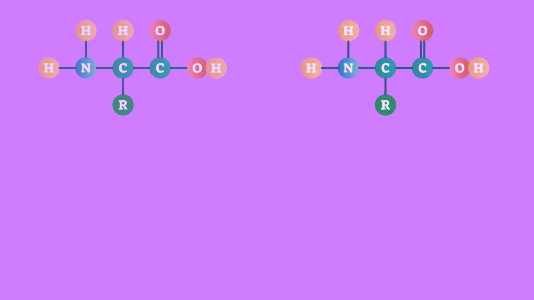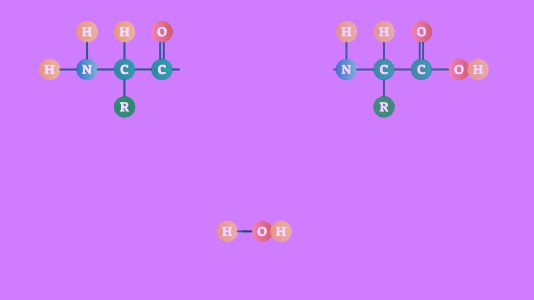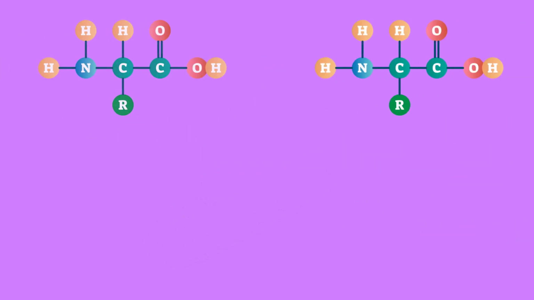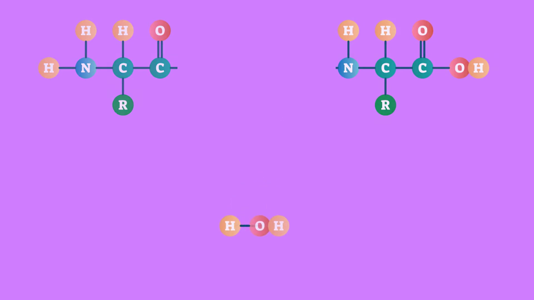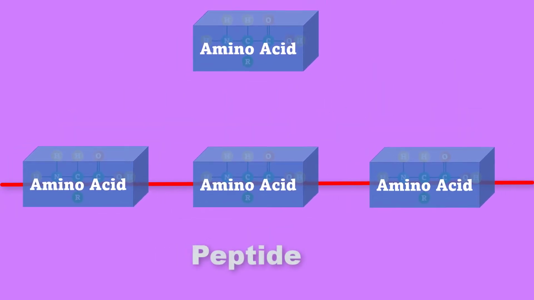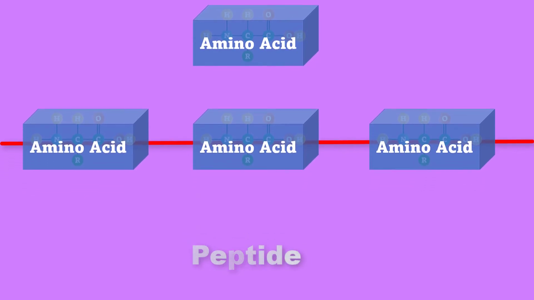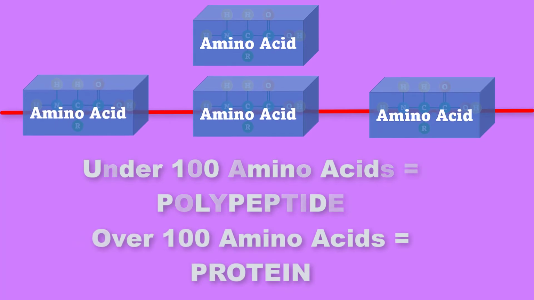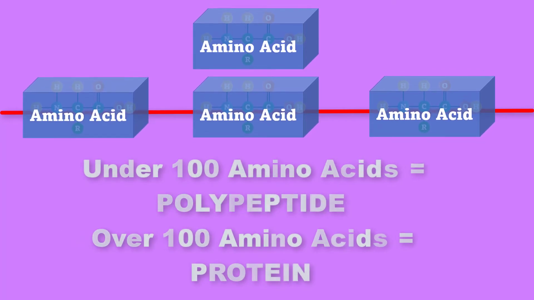Amino acids join via dehydration synthesis to form protein polymers. The unique bond holding amino acids together is called a peptide bond. A peptide bond is a covalent bond between two amino acids that forms via dehydration synthesis. A peptide, in fact, is a very short chain of amino acids. Strands containing fewer than about 100 amino acids are generally referred to as polypeptides rather than proteins.